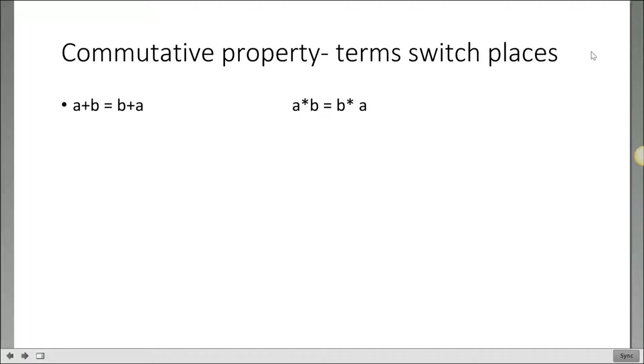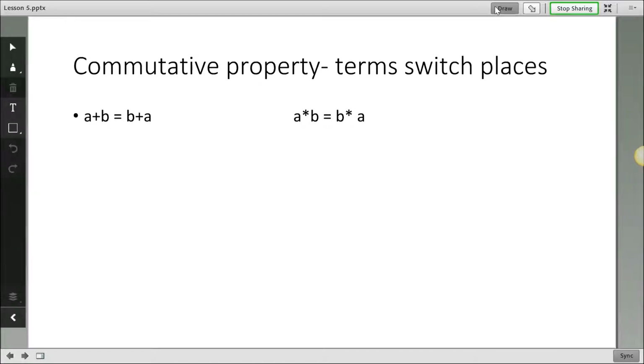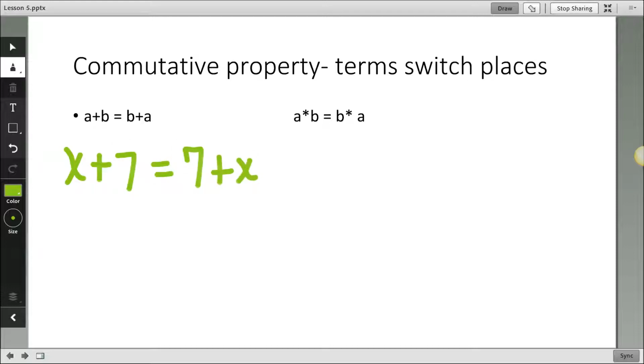So what might this look like in a problem where you're trying to identify them? Well, there's a couple things. It could be as simple as that. X plus 7 equals 7 plus X. But then it could be disguised as something else. So it could look more like this.